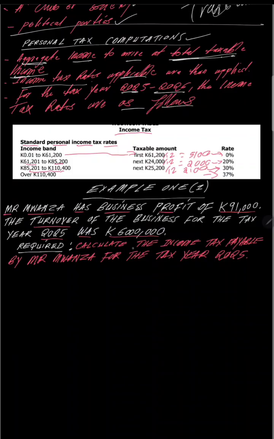Required, calculate the income tax payable by Mr. Mwanza for the tax year 2025. So we are looking at personal income tax computation. So we've been given that the turnover of the business for the tax year was 6 million. Why have we been given this information?